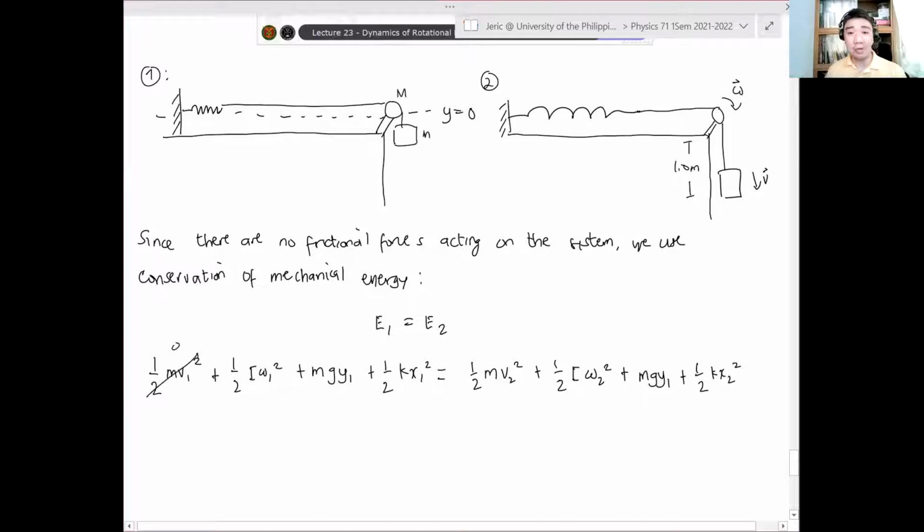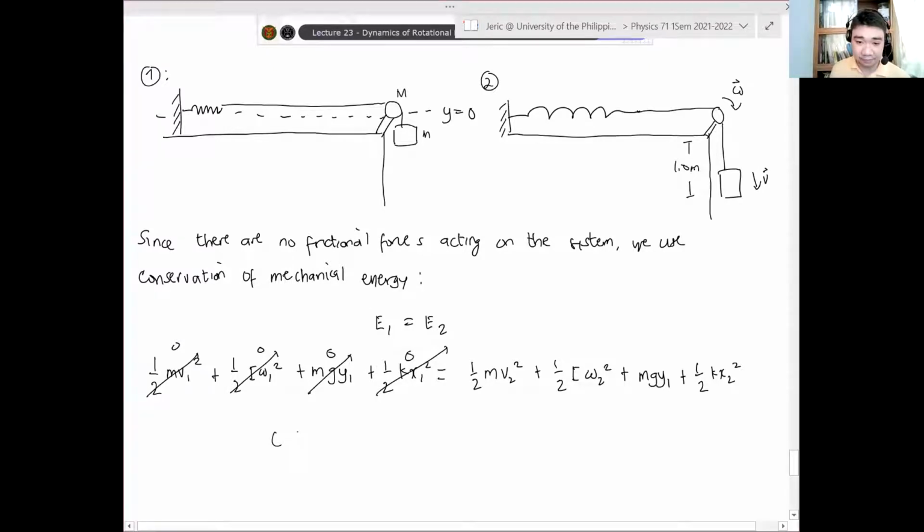And then what can we say about the pulley? Is it rotating at the initial state? Is it already rotating at the initial state? That doesn't happen. Therefore, we also set this term to be 0 because the pulley is not rotating. And then, since we set y equals 0 at the initial height of the box, this is also 0. And since the spring does not stretch at the initial state, this is also equal to 0. Therefore, the left-hand side of the equation is 0.